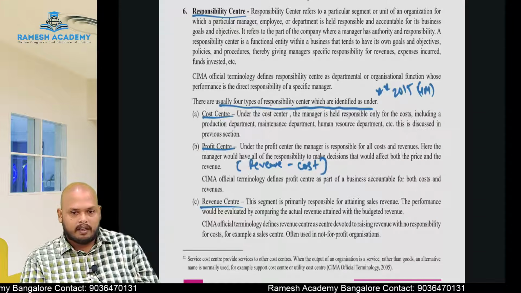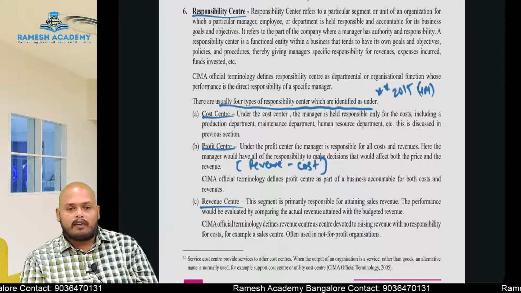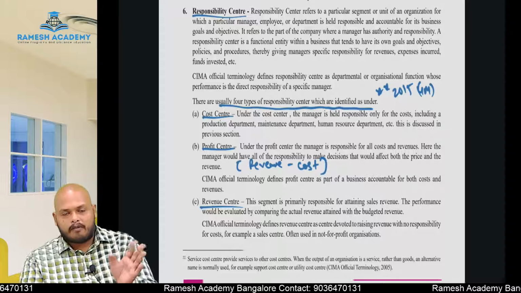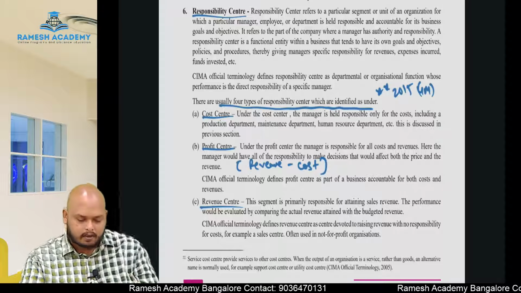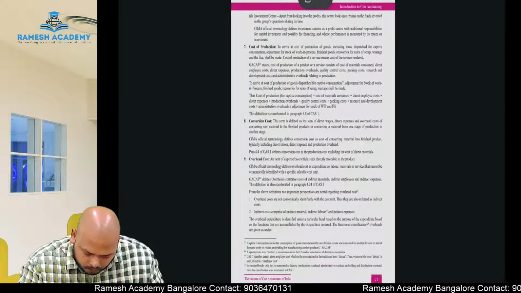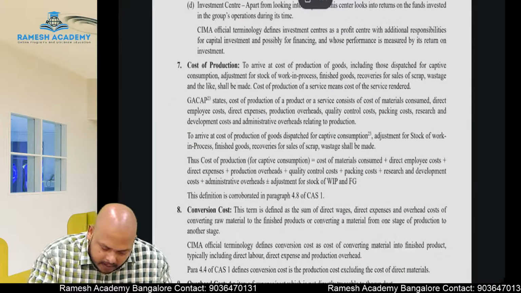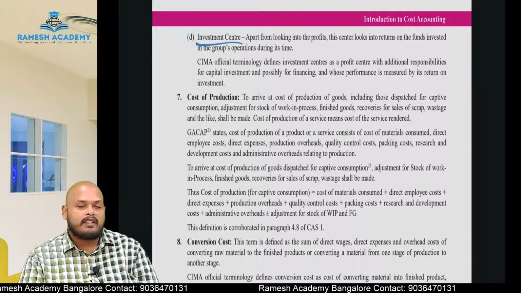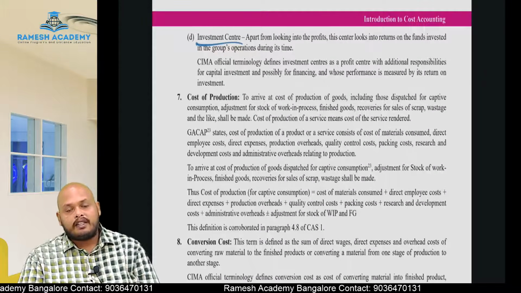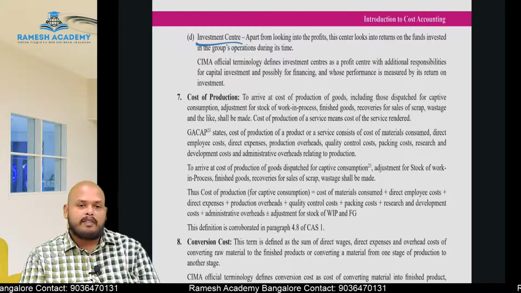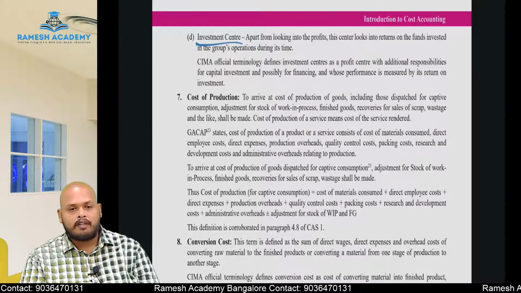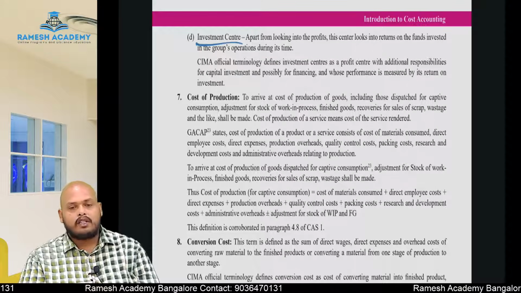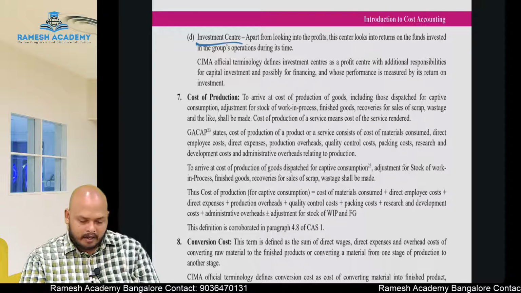Profit center means here in Bangalore, they have to sell and generate revenue and they have to incur some cost. From minusing that cost, we will get profits. That is called a profit center. Next, investment center. Investment center is responsible for deciding in which place we have to invest, in which project we have to invest, in which machinery we have to invest. All these things will come under the investment center. So these are the 4 different types of responsibility centers which we have.